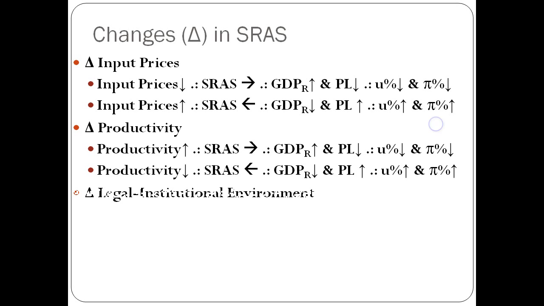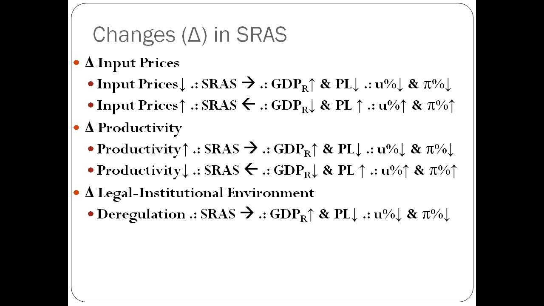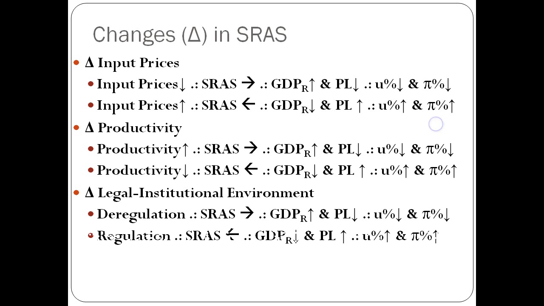All right, and we can do the same thing with legal institutional environment, so taxation and subsidies and regulation. Okay, so I'll let you take that one down. So we're going to be able to see these things in just a little bit on our ADAS. We're going to see after we shift that short run aggregate supply curve how that affects unemployment, inflation, real GDP, and price level.